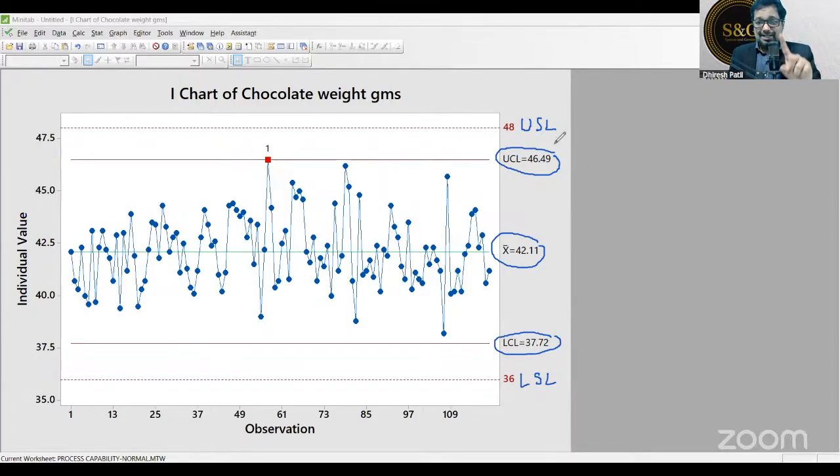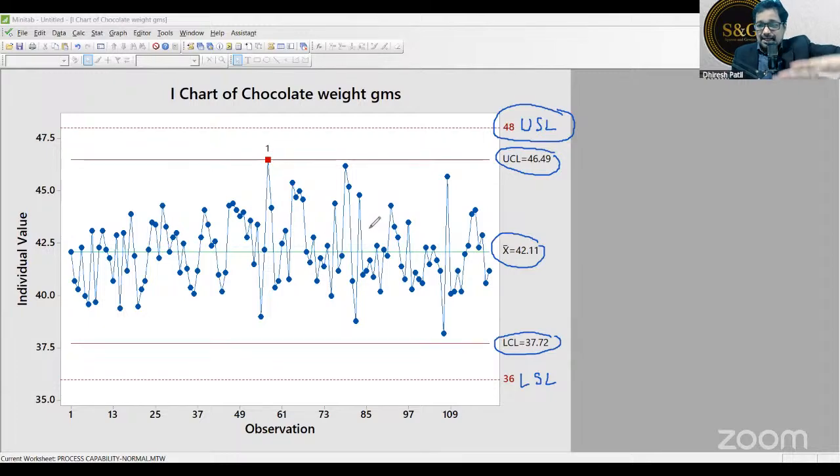So always remember this. A good process is that process where your specification limits should always be broader than your control limits. Are you understanding? If your specification limits are narrower than your control limits, it is a bad process. That means more data is going outside of the specification limit. Clear? So your control limit should always be within the specification limit. Remember always this. Clear? Yes, everybody? Just type yes in the chat box.